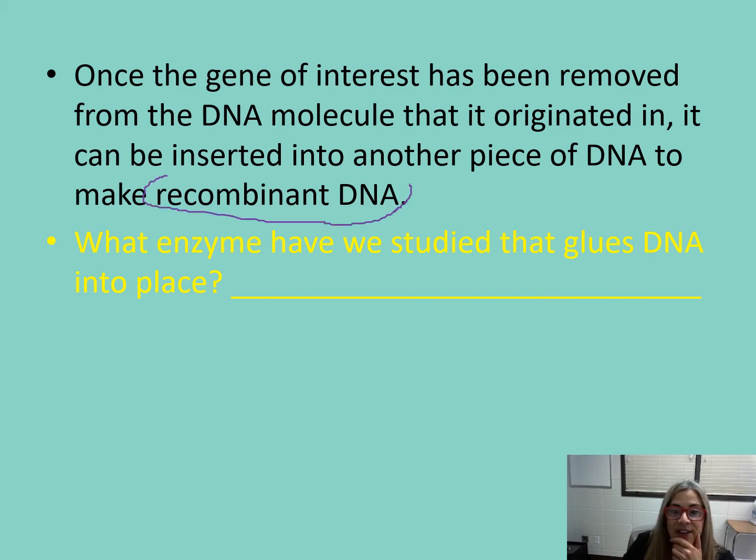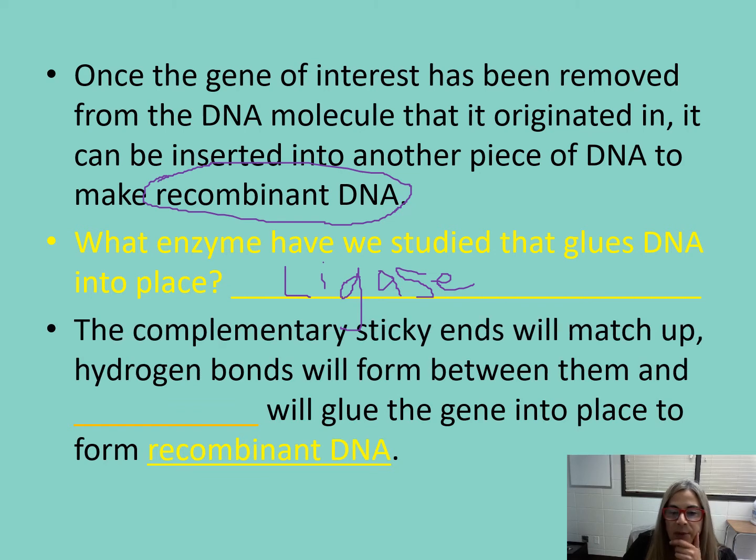Once the receiving little plasmid, little circle of DNA gets that new gene, it's now called recombinant DNA because it's a combination of its own genetic material plus that gene that was cut out by the restriction enzymes. So what enzyme have we studied that glues DNA into place? That is ligase. And remember, ligase is still used here, so it's added to fuse together and glue together the inserted gene into that receiving DNA plasmid. The complementary sticky ends match up because remember, you always want our A's and our T's together, our C's and our G's together, and so those will be attracted to one another and those sticky ends will connect.